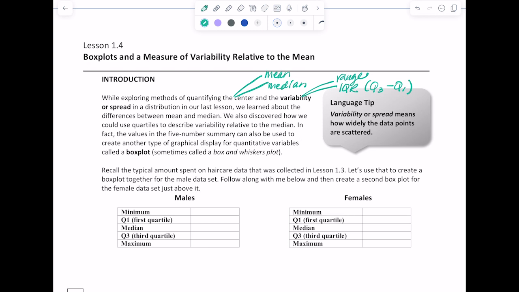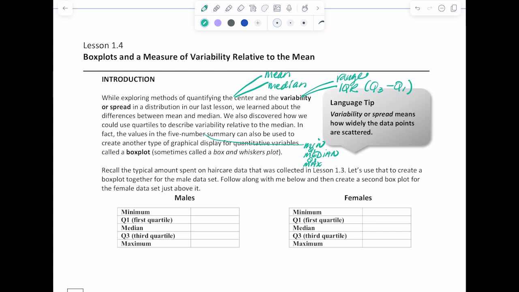And if you'll remember, the 5-number summary was the min and the max, and then the median, which divides the data into 50%, and then also Q1, which is your first quartile, and Q3, which is your third quartile. So with that 5-number summary, we can create a box plot.